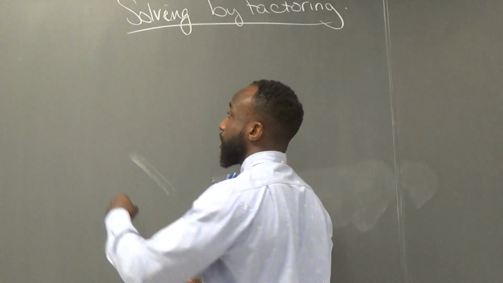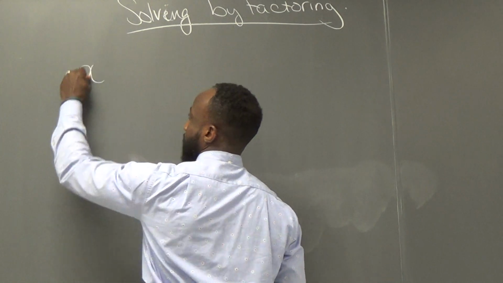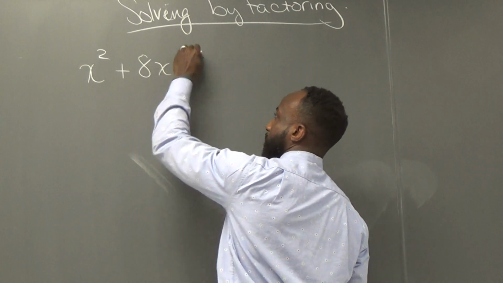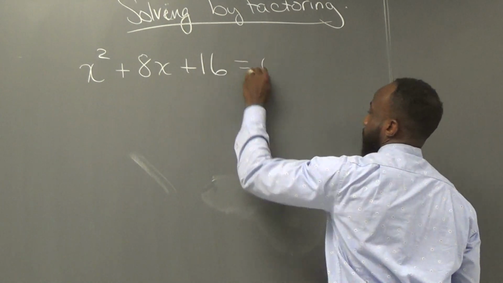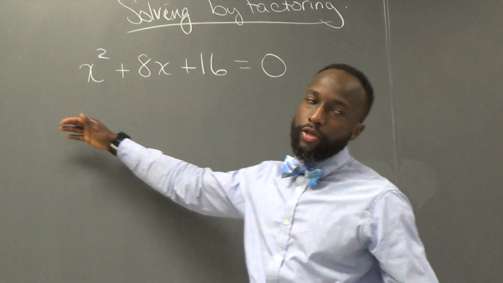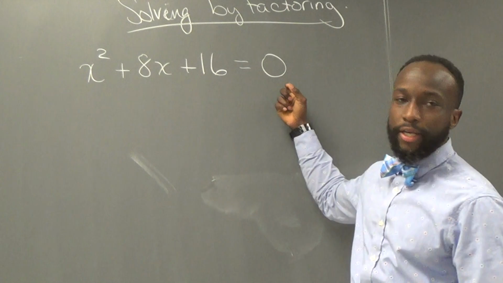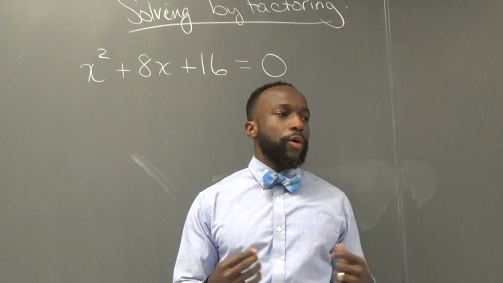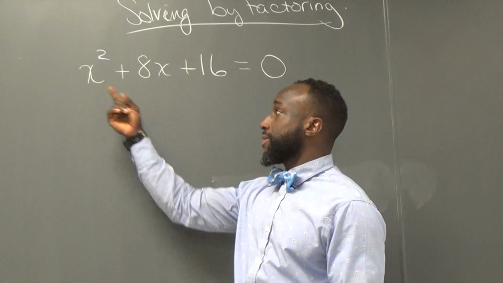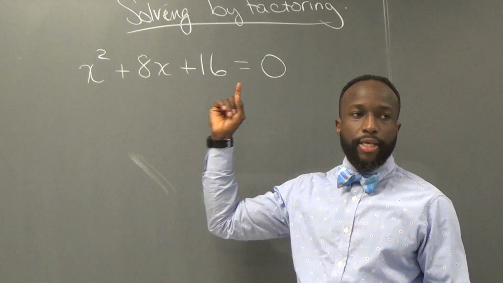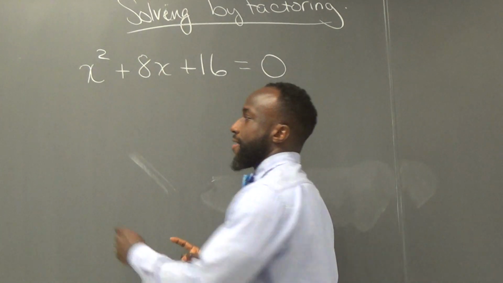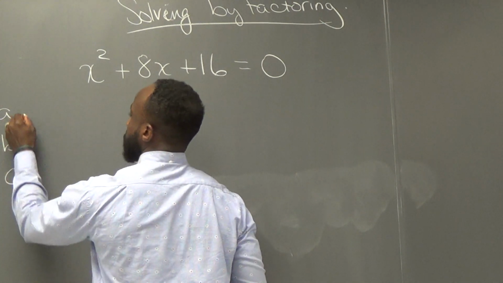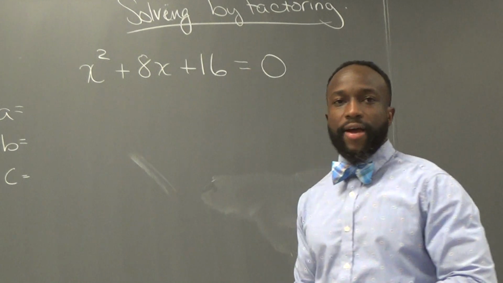Let's work out a problem. So give me the problem. I think it was like x squared plus 8x plus 16 equals 0. Alright? So the newest concept to solving is this equals 0 part. That's it. Okay? And so what we've talked about is identifying that this is called a quadratic equation. And with the quadratic equation we have an A, we have a B, and we have a C. These are important to the factoring process.